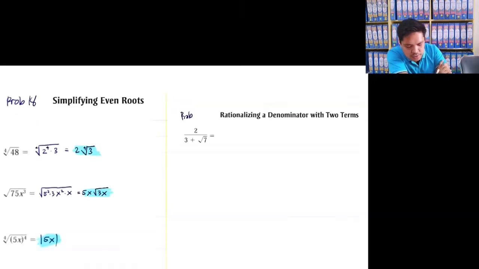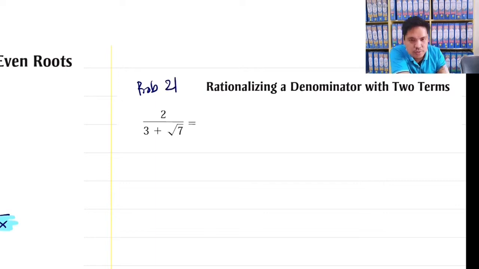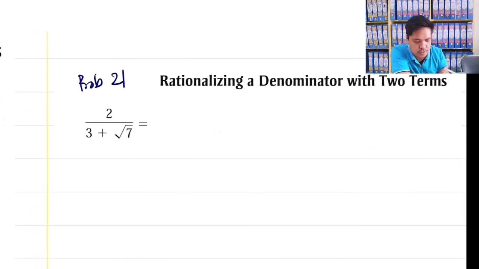This is now problem number 21. I'm saying a lot, no? Okay. Problem number 21. Rationalizing a denominator with 2 terms. How about if there are two terms here? What we will do here is multiply by its conjugate. Okay? So that they will disappear.